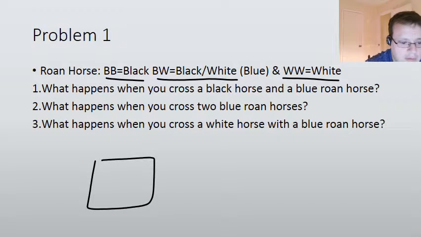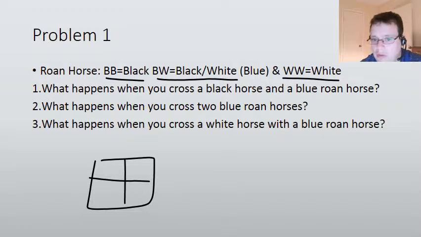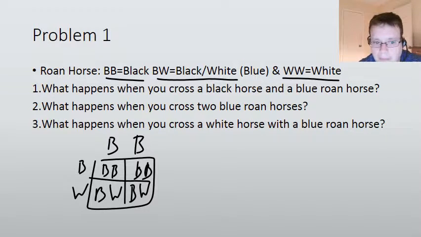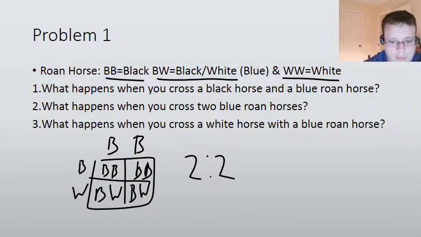All right. So the question is just simply asking what happens when you cross a black horse with a blue roan horse. So a black horse will be 2 capital B's, right? And a blue roan horse will be a capital B and a capital W. So we'll have two black horses in this case and two blue roan. So it would come out to a 2-2. All right. So we'll have two black to two blue roan.